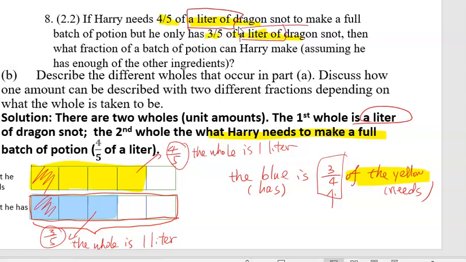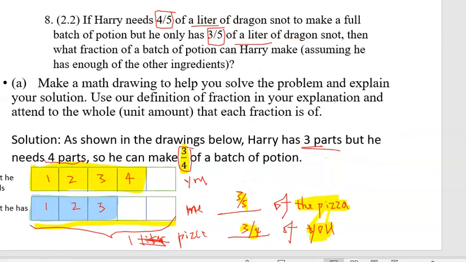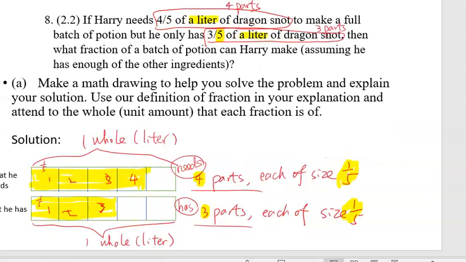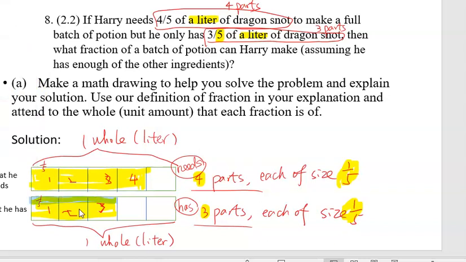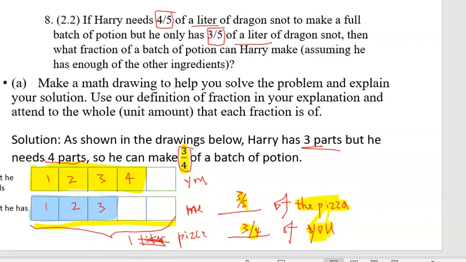So if you remember from the previous slides, we have 3 parts. That's what he has, and we can use a different color. So we have 3 parts, but we need 4 parts. So we are literally comparing the number of blue parts to the number of yellow parts. So the number of blue parts is a fraction of the yellow parts. That's how we get 3/4 as the answer here.